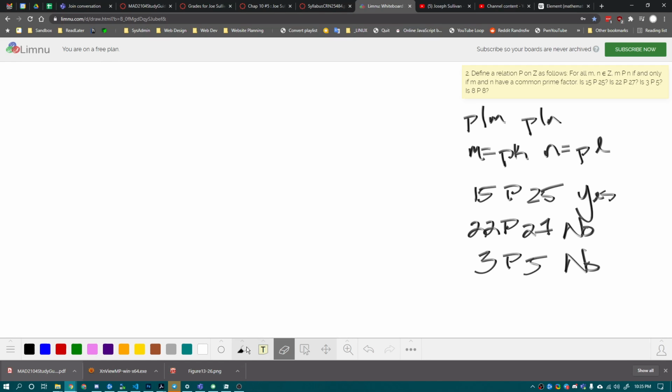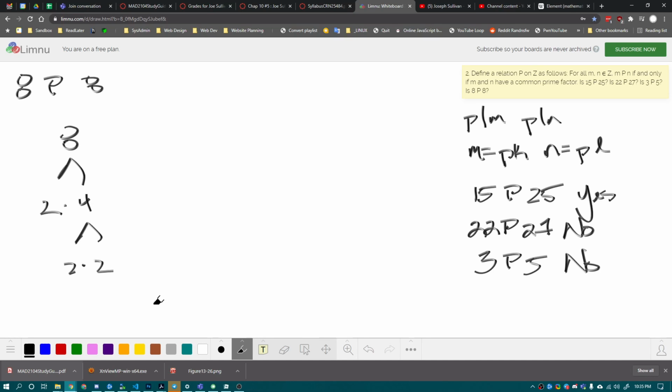And finally, is 8 related to 8 through P? I know it is because they're both the same number, but we can still find the prime factorization if you want. 8 is 2 times 4, and 4 is 2 times 2. And again, it's the same number, so they both share 2 as a common prime factor. So 8 relates to 8 through P. And that's the end of question number 2.